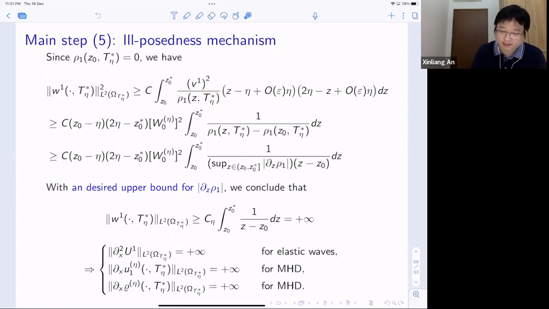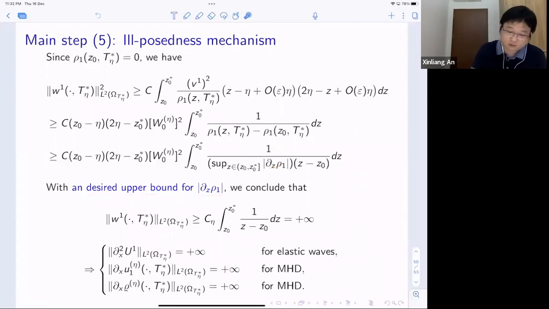The way we do it is we insert a quantity that is precisely zero at the shock formation time, so we minus zero. And this is zero due to the shock formation. Using the calculus lemma, this is bounded by the derivative times this one. And in our paper, we get a desired upper bound for the derivative of rho one. And this will give a desired lower bound of this one.